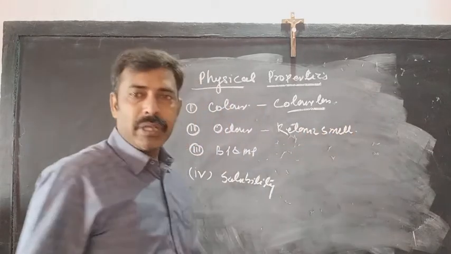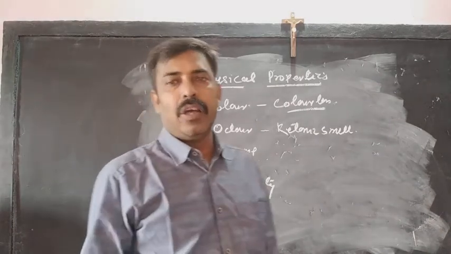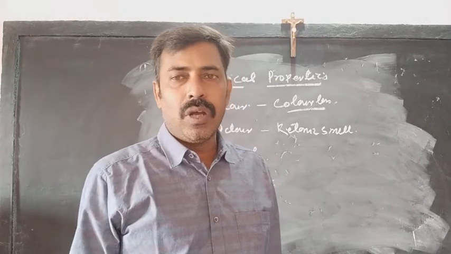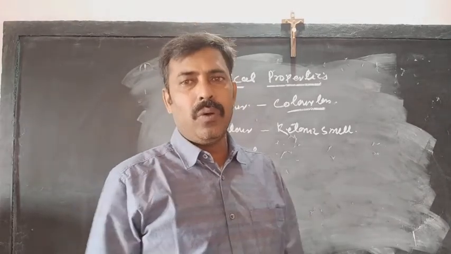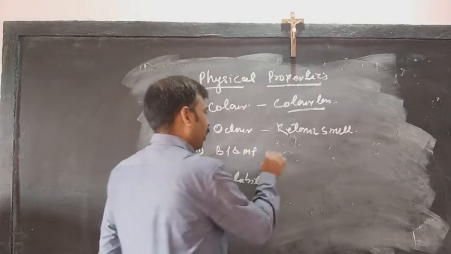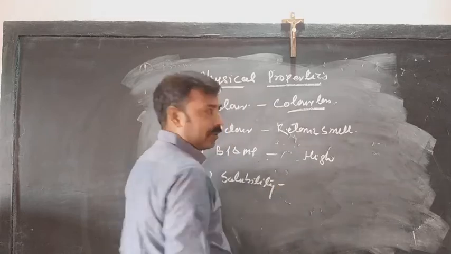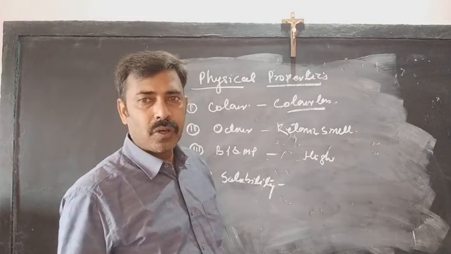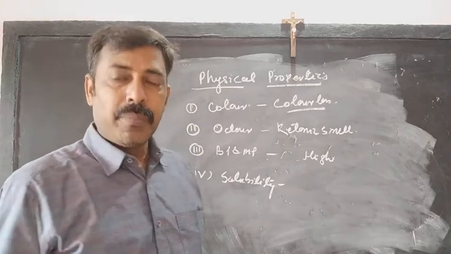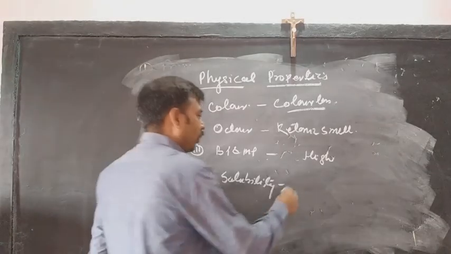And what about the boiling and melting point? Surely higher than the other species, not as high as that of the carboxylic acid and alcohol, but surely higher than other species like the hydrocarbons, haloalkanes, etc. So they have high boiling and melting points. And finally, the solubility. Whether it will be soluble or not? Surely it will be soluble, because it is also capable of generating hydrogen bonding. So it is soluble in water.